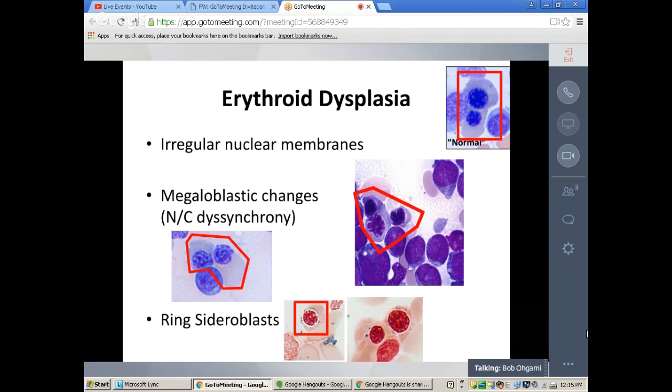And what is a ring sideroblast? There's actually a technical definition that you can follow. It's classified as 5 or more siderotic granules, representing iron that is abnormally inside of mitochondria, surrounding 1/3 or more of the nucleus. So 5 or more of these little dots around 1/3 of the nucleus. A lot of times ring sideroblasts are associated with SF3B1 mutations. That was a discovery several years ago.